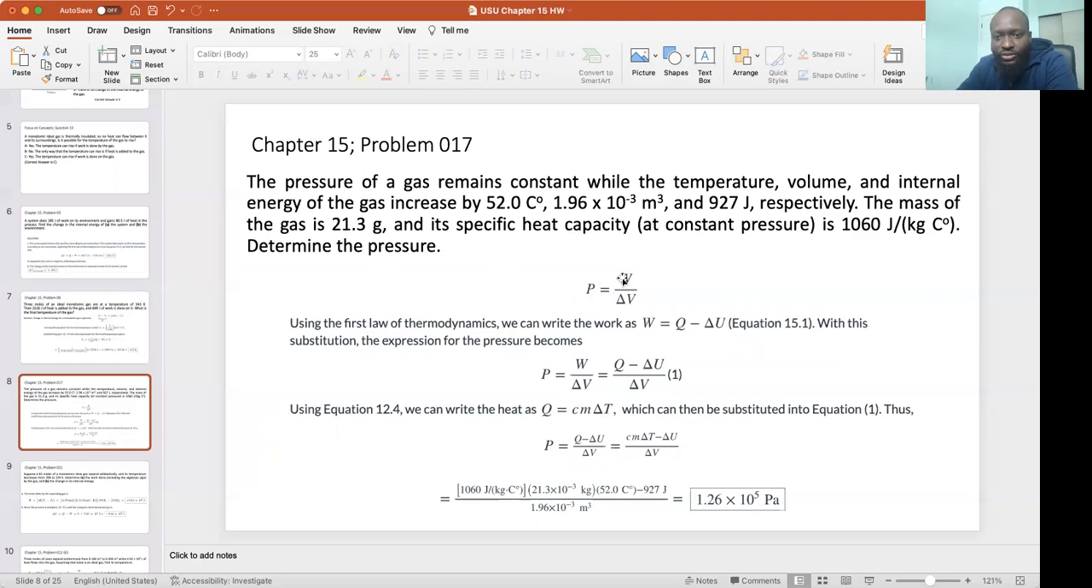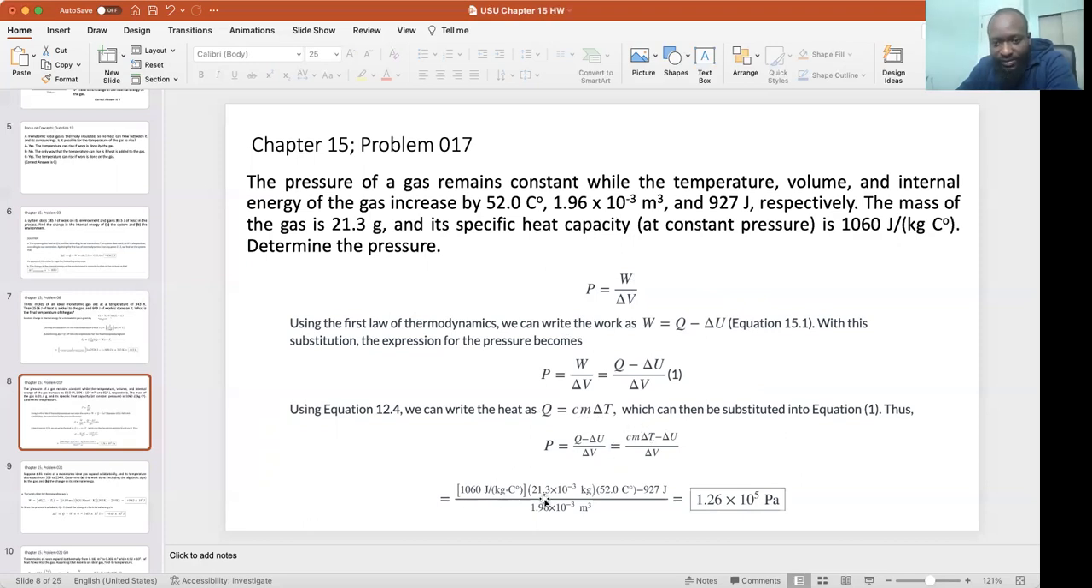So pressure is work done over change in volume, but we know work done is Q minus change in internal energy from the first law of thermodynamics. So we're going to put that in here. And then we can also write Q as mass times specific heat capacity times temperature change. Then we'll put that in here for Q. And then we'll have this long expression.